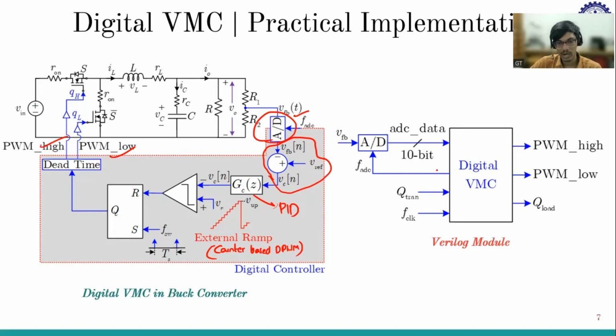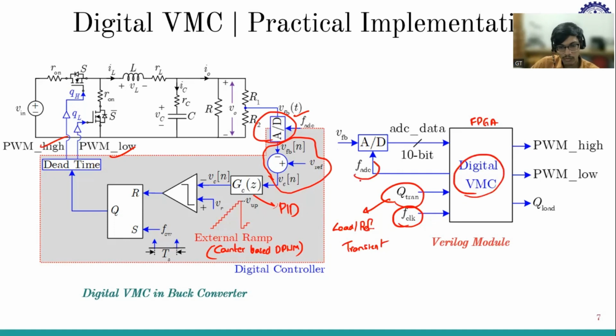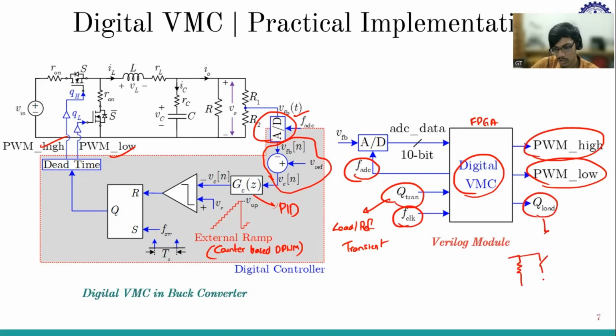So if we see a Verilog module of the cell, it will look like this. So the feedback is coming to the ADC, which is on the signal conditioning board, giving the ADC data, which is going into the FPGA. And FPGA has a main clock, F clock, and this is for the transient load or reference transient. And this is the main module. It again has sub modules inside it. It is giving the frequency for the sampling of ADC, and the outputs are PWM high, PWM low, and this Q load is the switch that is responsible for the load transient.